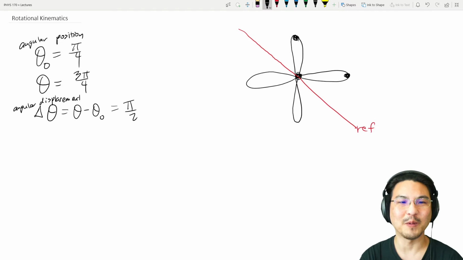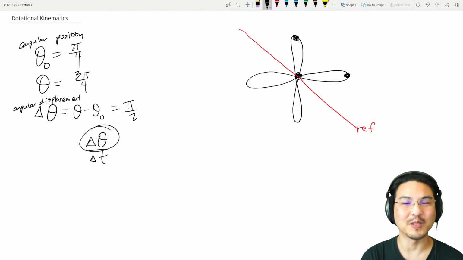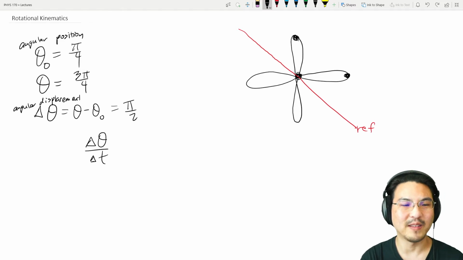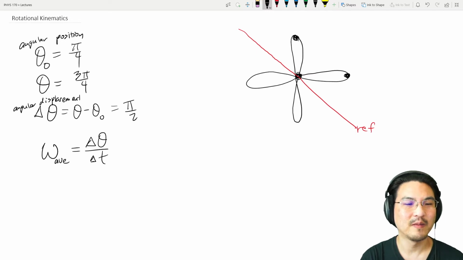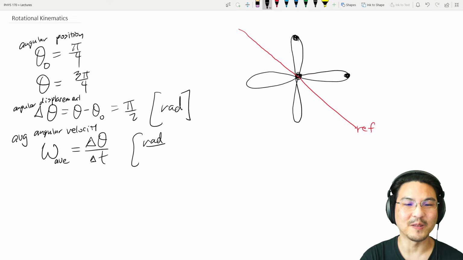And then new vocabulary. If you have delta theta over delta t, so your angular displacement divided by some time interval, that's called average angular velocity, omega. I'll just say average. So this is average angular velocity. So for angular displacement, this is radians. Angular velocity, radians per second.